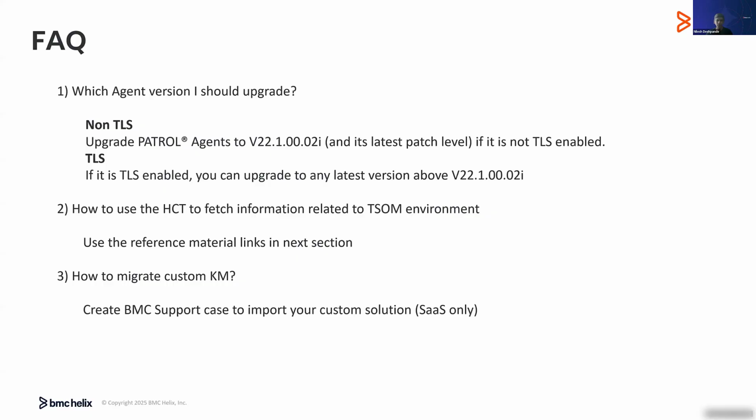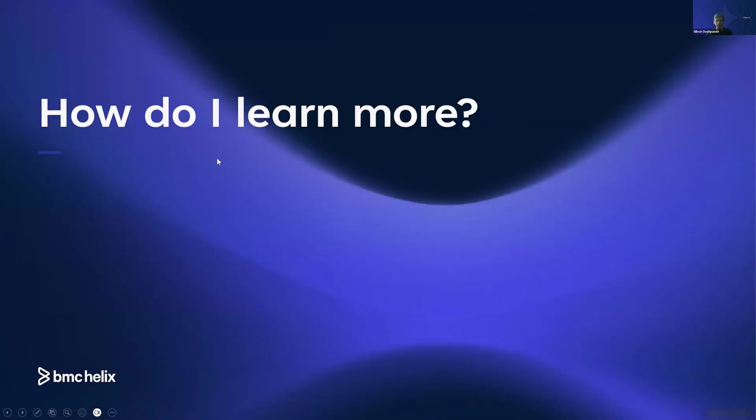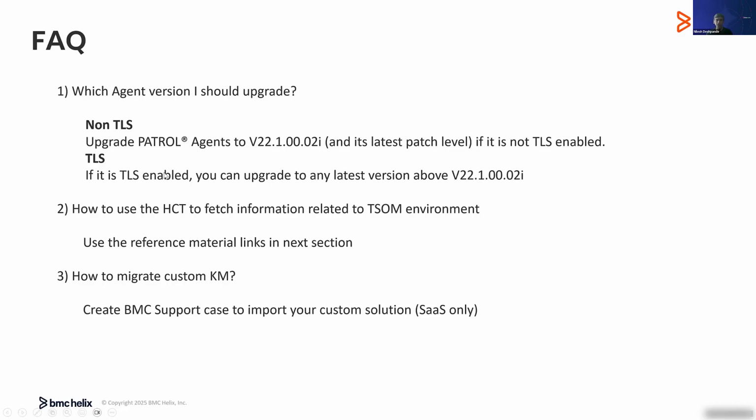I'm listing a few of the bulleted points which came from the last discussion with the customers about the agent version. I want to highlight that for non-TLS, you need to upgrade the petrol agents to 22.1.0.0.2, and if it's TLS enabled, then you can upgrade to any of the latest versions above 22.1.0.0.2i. Make sure you run the health check tool, you have the access for it, so that you can run the tool in order to fetch the information of your TSOM environment. And if you have custom KM, then start working on that.